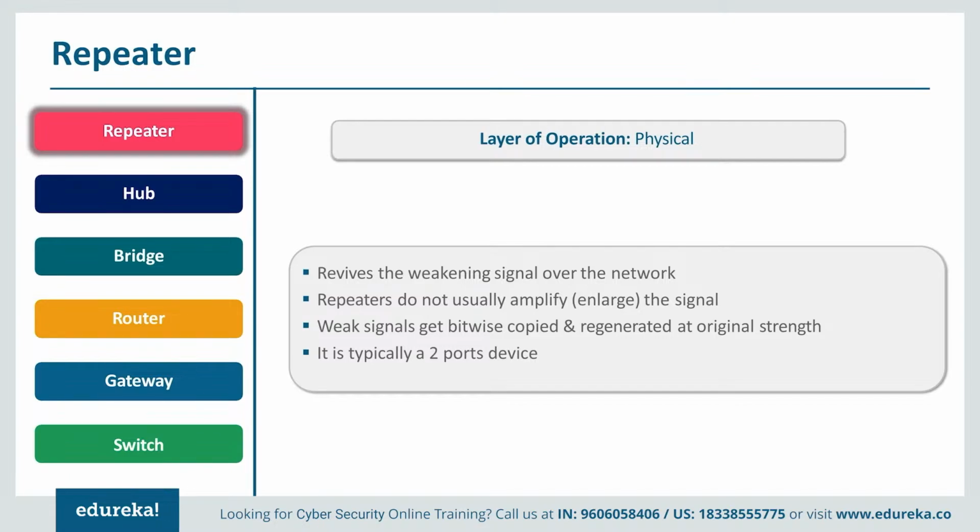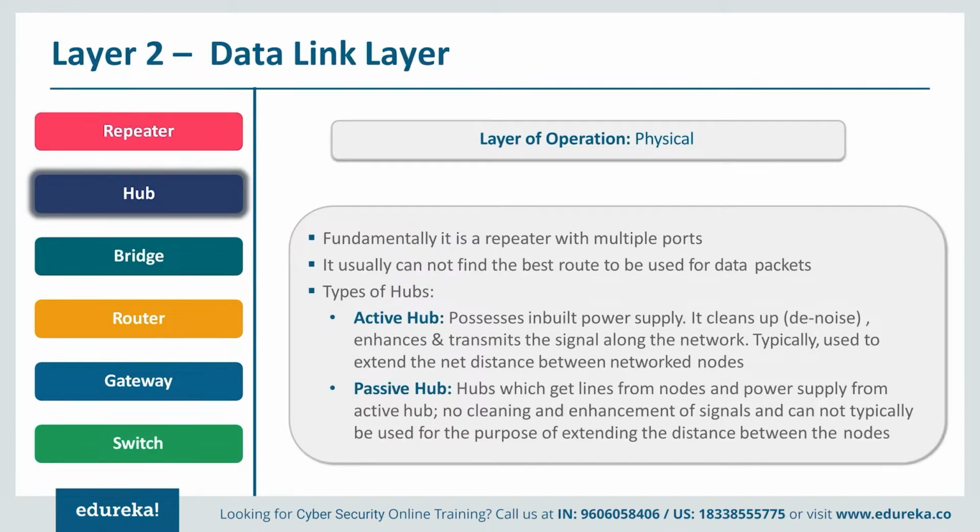Repeater works on the physical layer. A repeater just amplifies the signal and sends it over a longer distance. And hub, data link layer. The difference between the repeater and the hub is that a repeater amplifies only a particular signal, whereas a hub gets signals from multiple inputs and sends them to a single output or multiple outputs. Different types of hubs are active hub and passive hub.